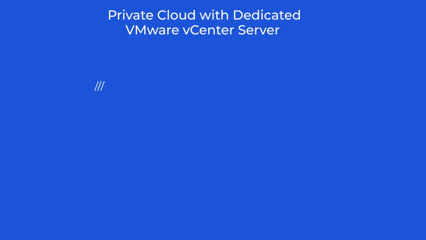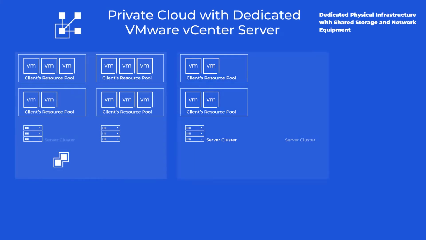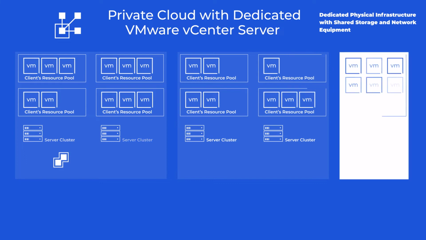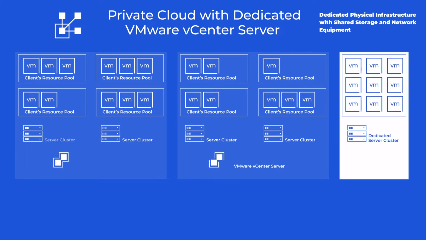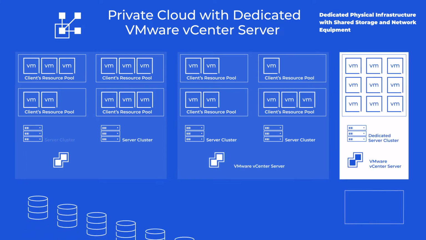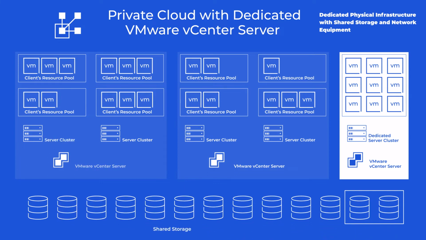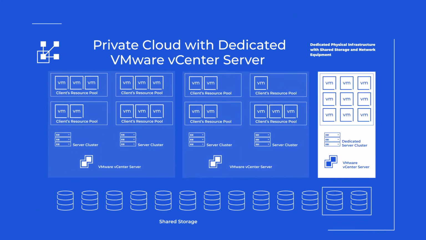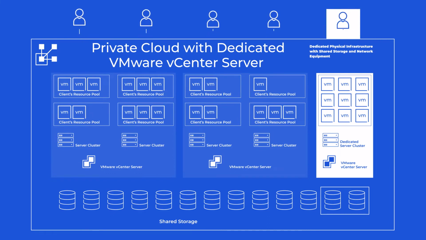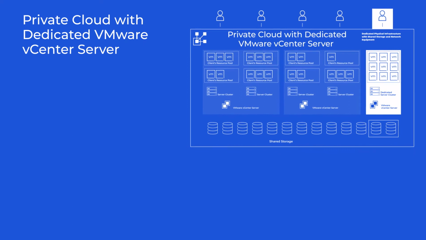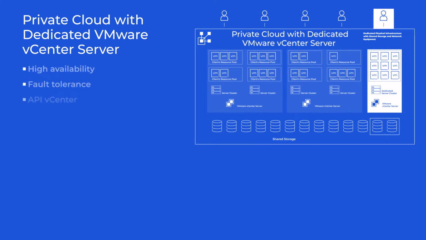Private cloud with dedicated VMware vCenter server. The variant is similar to the previous one. However, the client is granted access to a dedicated vCenter server if this is required, for example, by the company's security service. Optionally, you can deploy the VMware Cloud Director panel on top of the dedicated vCenter. The solution is suitable for companies that use automation tools via vCenter Server API, for example Ansible or Terraform.